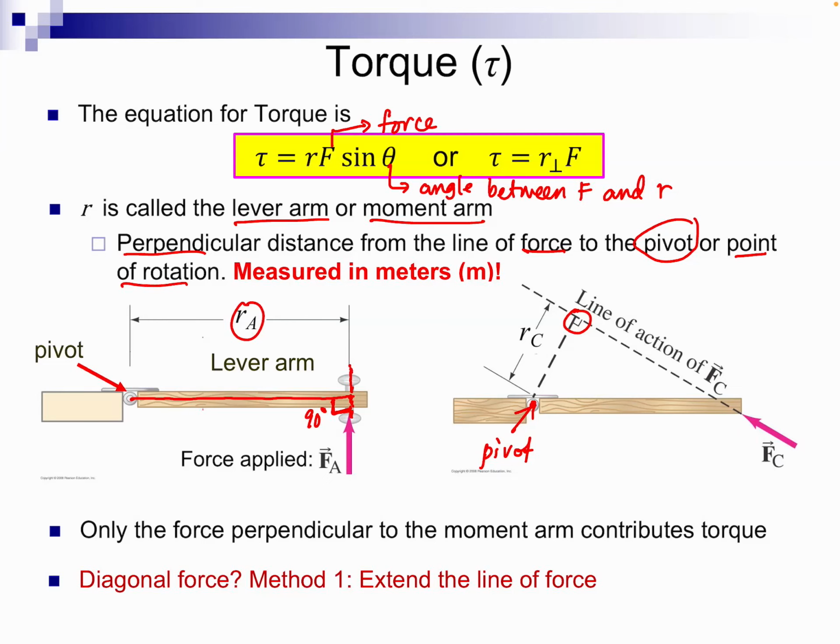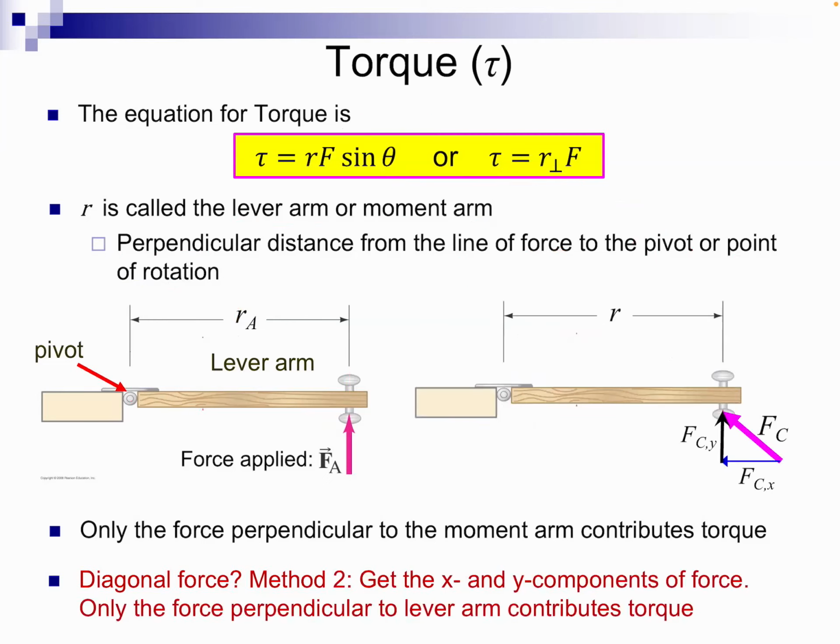The other way is to break down the diagonal force into horizontal and vertical components. And we have already been doing this a lot, and we're familiar with this. So any diagonal force can be broken down into its horizontal and vertical components. Notice how this vertical component is similar to this force on the left. Okay, so you can also extend the vertical force and you are able to draw this moment arm from the force to the pivot.